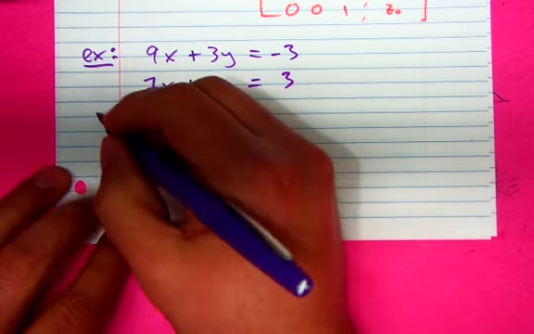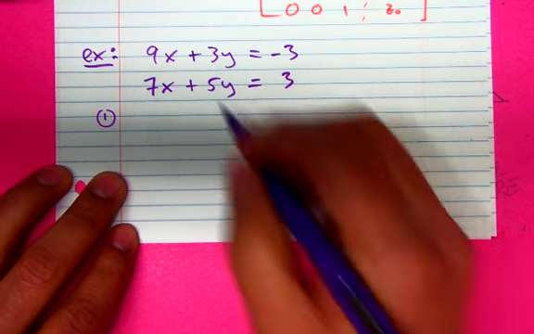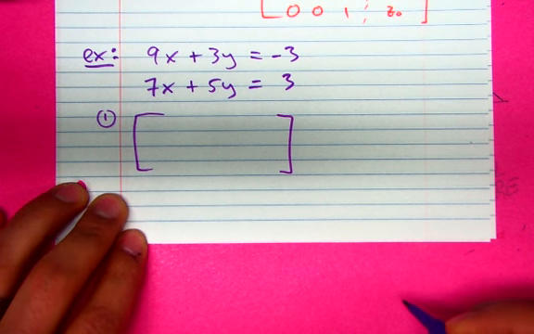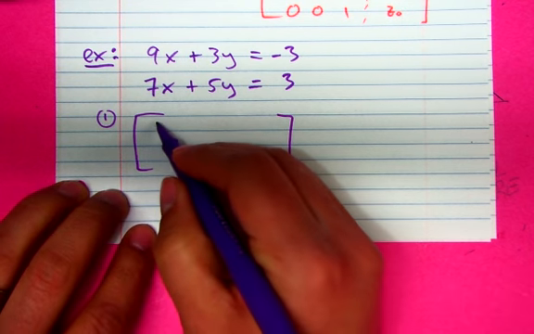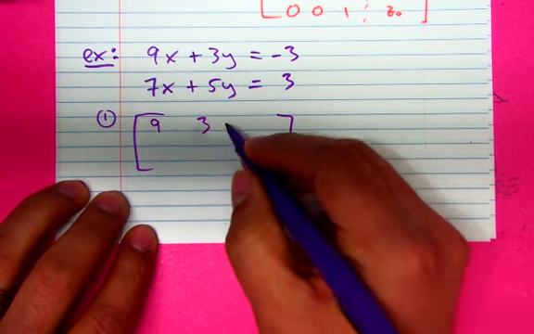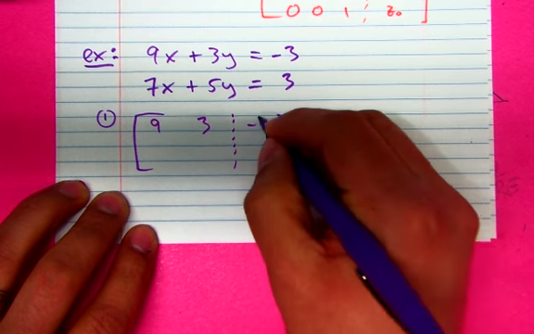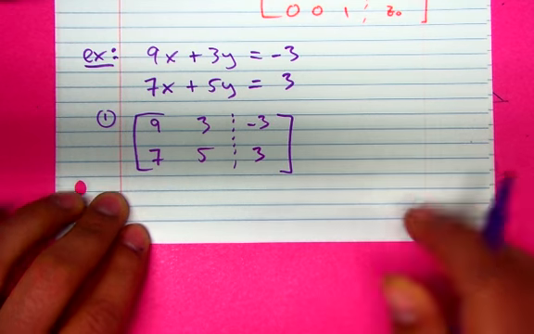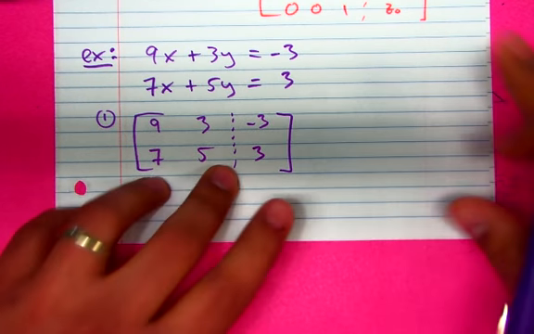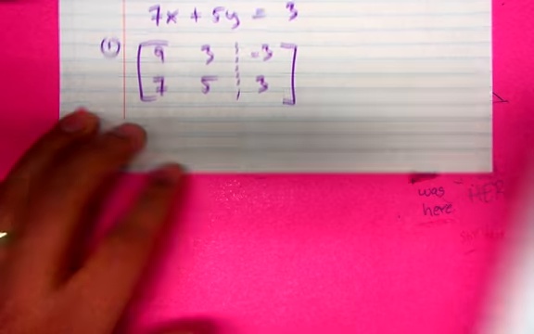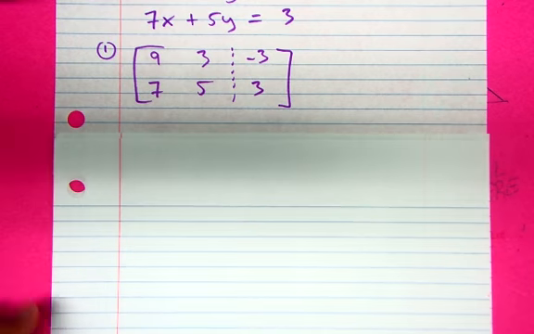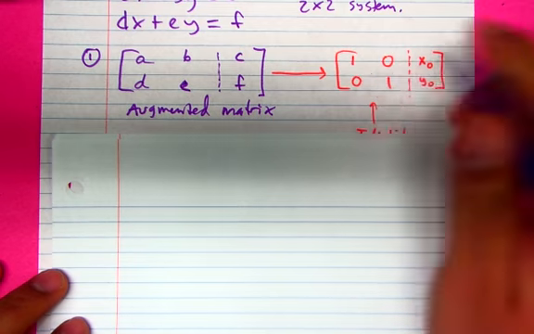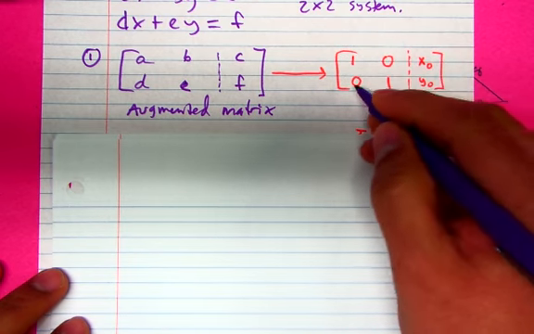All right, so first, let's write this in the augmented format. And now what do we get? 9, 3, and then on the other side, -3, 7, 5, 3. Okay. Now, remember, the goal was to get a 1, a 0, a 0, and a 1.